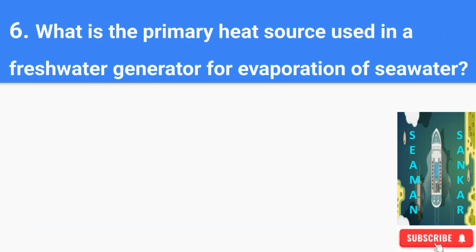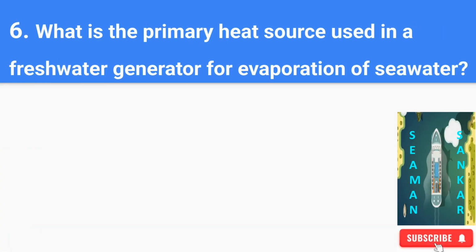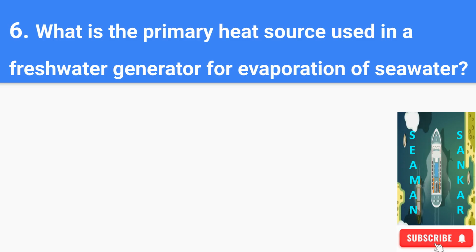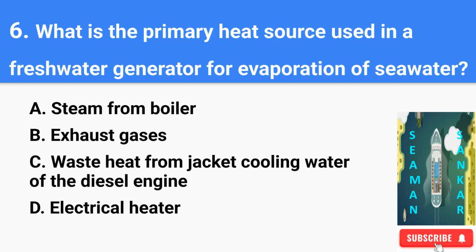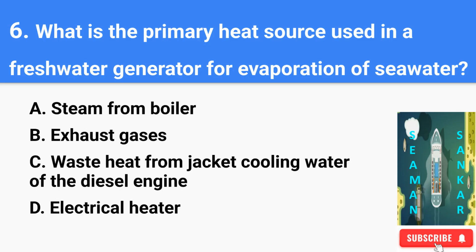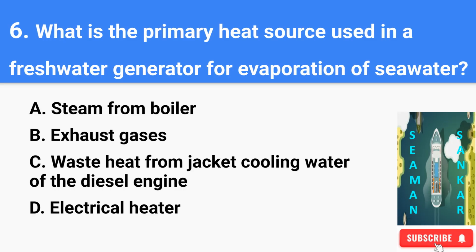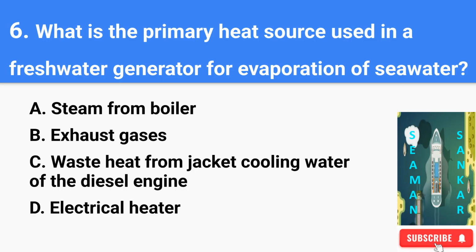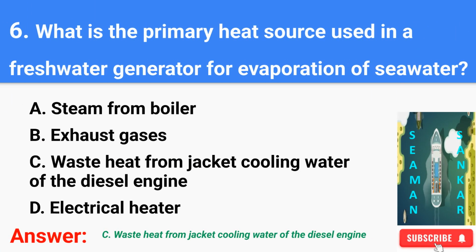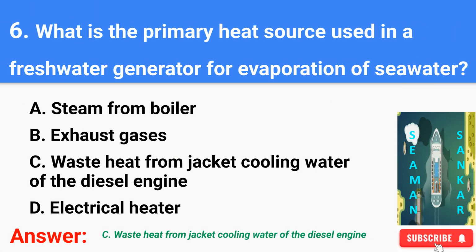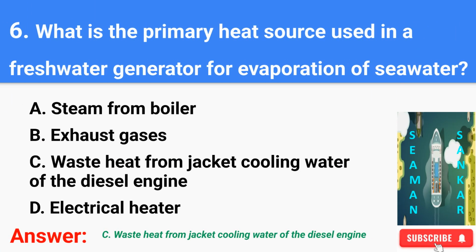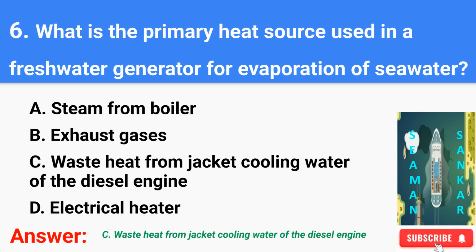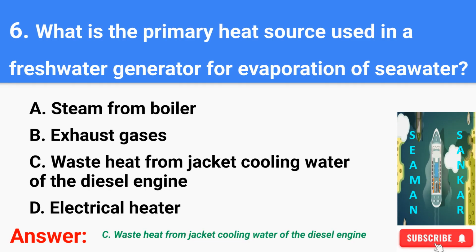Question 6. What is the primary heat source used in a freshwater generator for evaporation of seawater? A. Steam from boiler, B. Exhaust gases, C. Waste heat from jacket cooling water of the diesel engine, or D. Electrical heater. The primary heat source is C. Waste heat from jacket cooling water of the diesel engine, making the process highly energy efficient.